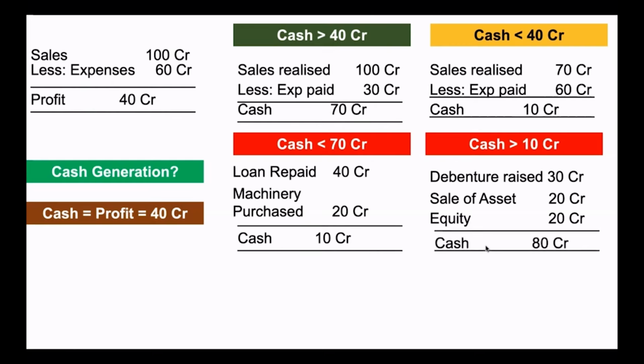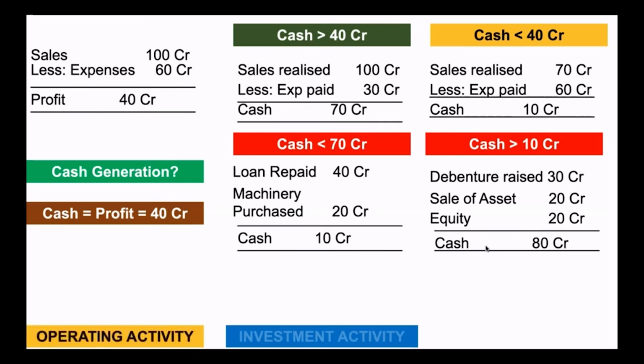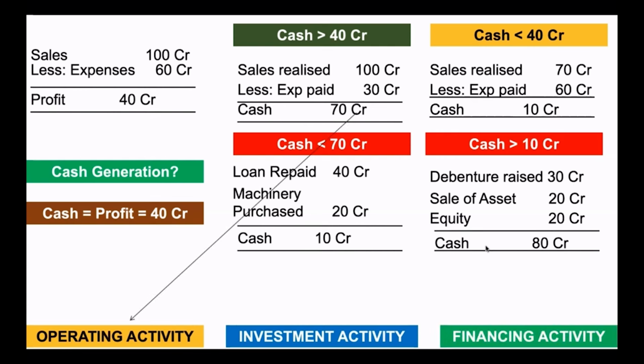So what we have to understand is, in business, cash is not generated merely by profit. It is from various activities. We call them cash flows from operating activity, cash flows from investment activity, and cash flows from financing activity. Look at this 70 crore. This is a cash flow from operations, operating activity. Whereas this 40 crore repaid is a result of financing activity. They raised finance in the past. They are repaying that now, financing activity.